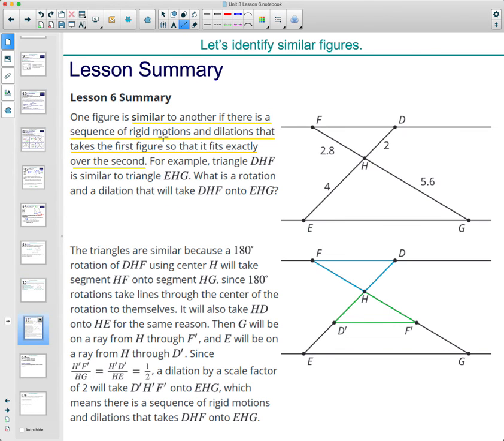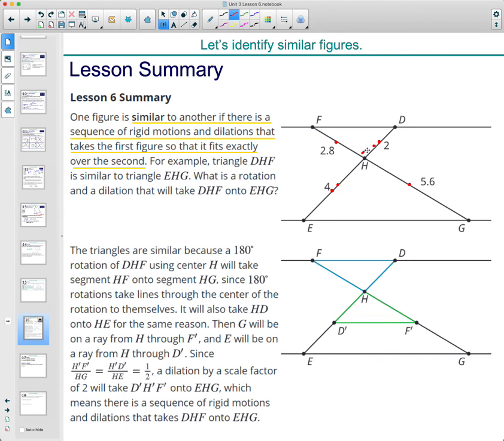Then in the lesson summary, figures are similar if there's a sequence of rigid motions and dilations that takes one figure to the next. In the drawing here, we see that 2.8 is bigger than 4... so this 2.8 side goes with the bigger side down here. The 2.8 corresponds with the 5.6, and this 2 corresponds with this 4. Then we'd be able to rotate this around. That's what they're going to say in here.